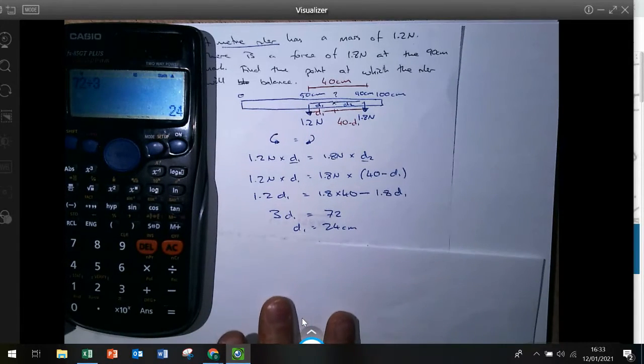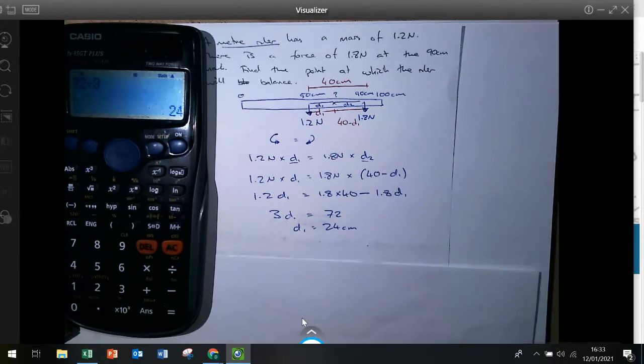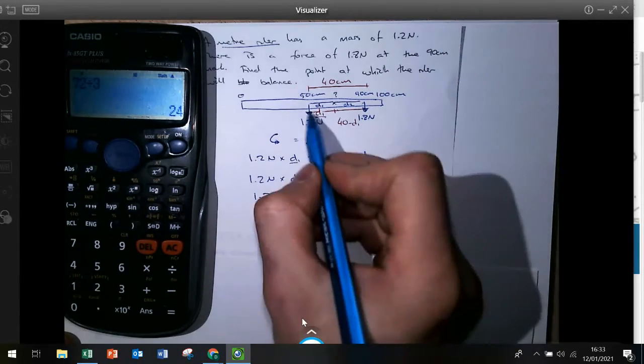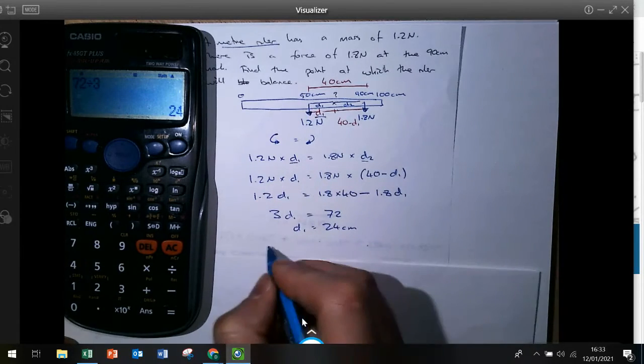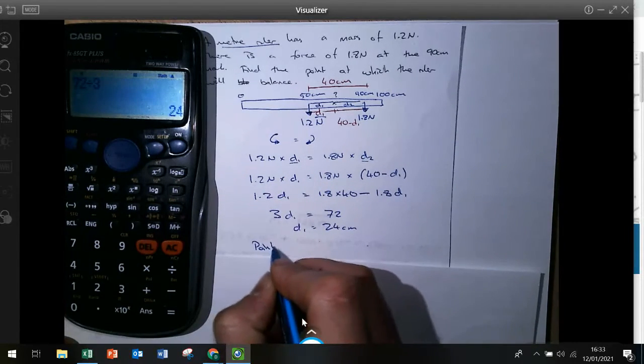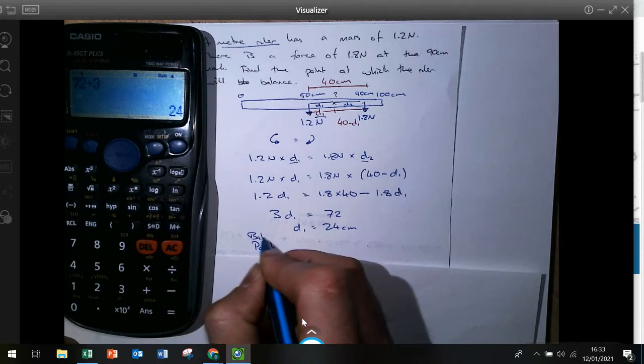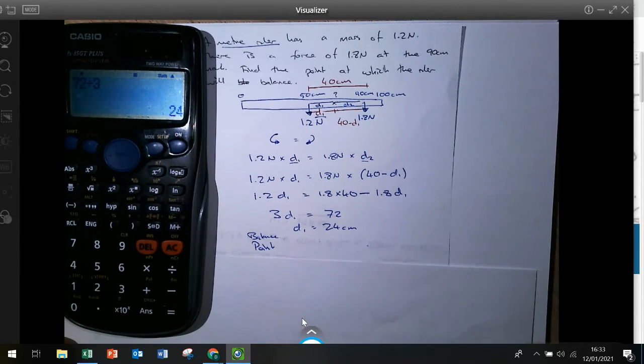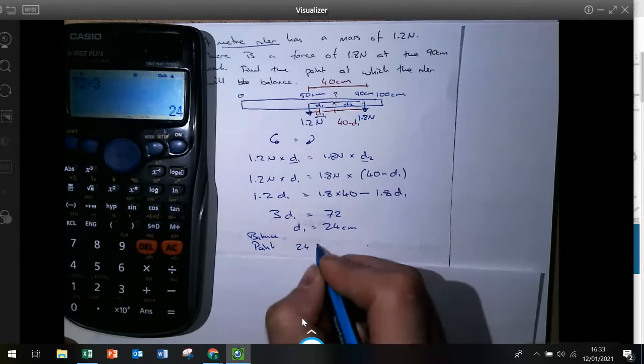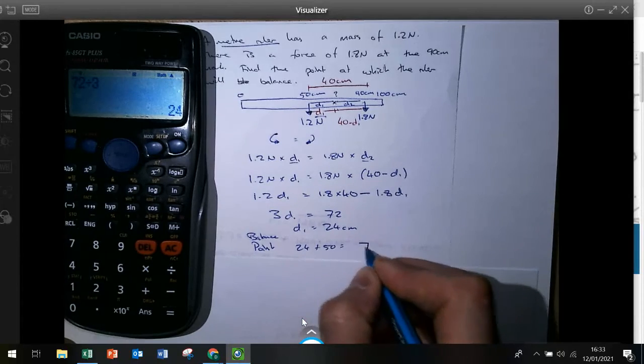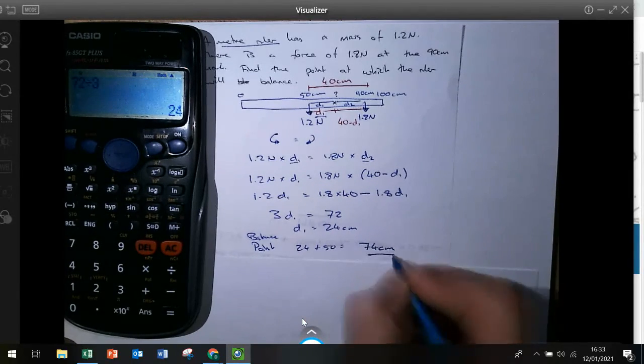Now this is not the full answer because we're saying distance 1 is 24 centimeters, and we know that the center of mass is at 50. So the point at which it will balance is going to be 24 plus 50, which is 74 centimeters.